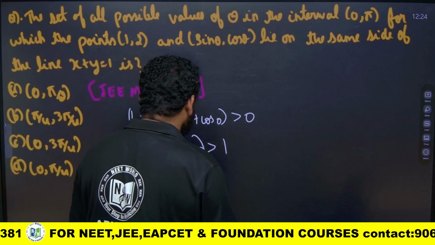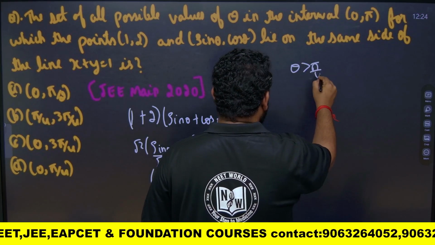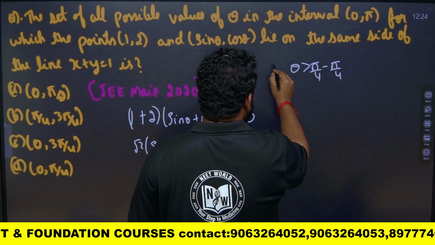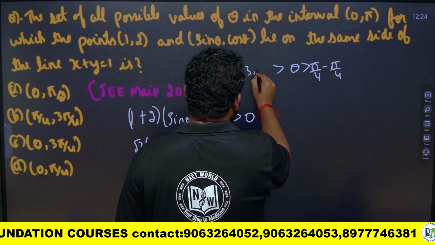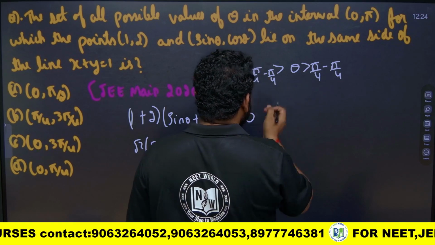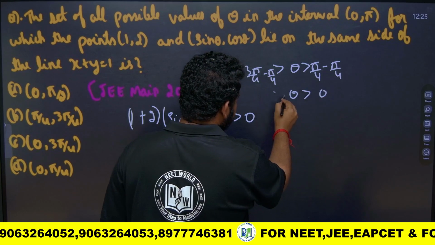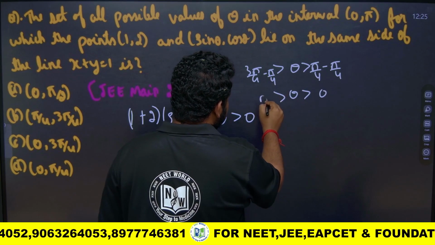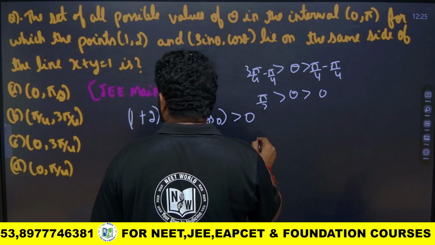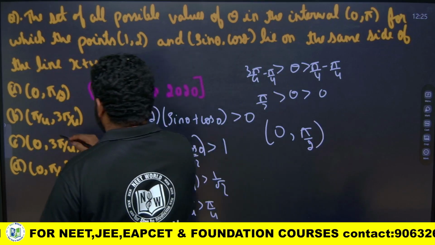So we have theta plus pi by 4 greater than pi by 4. If I send this pi by 4 this side, this will become pi by 4 minus pi by 4, and less than 3 pi by 4 minus pi by 4. So theta will be greater than pi by 4 minus pi by 4, which is 0, and less than 3 pi by 4 minus pi by 4, which is 2 pi by 4, that is pi by 2. So I will get the range 0 comma pi by 2, that is option 1.